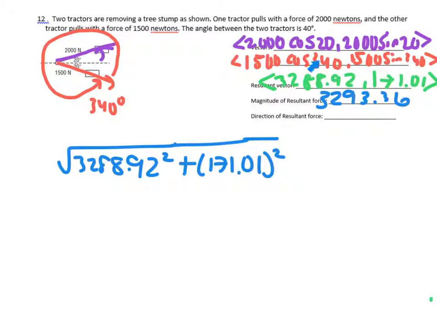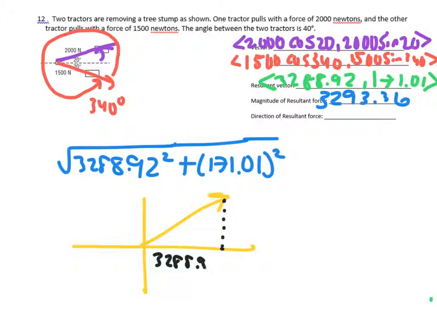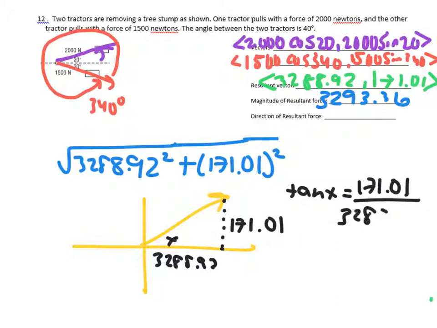Since this is a positive, comma, a positive, that means I'm going to be over here. And that's 3288.92, 171.01. And so my tangent of x is 171.01 over 3288.92. And when I do second tangent in the calculator, I'm going to get that that's 2.98 degrees.